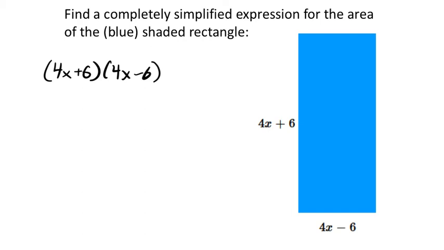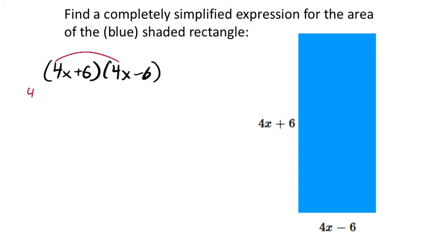So now that we have this set up, oh, I should have read the problem. Let's make sure I'm doing this right. Find a completely simplified expression for its area. I was worried it was going to say perimeter, which would be addition. All right, so we're ready to distribute.